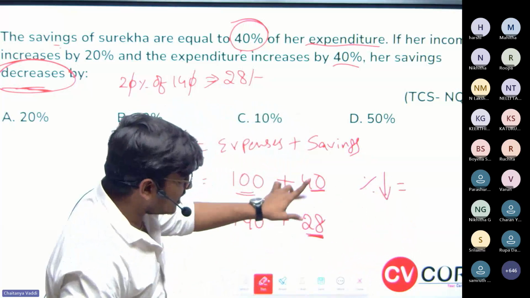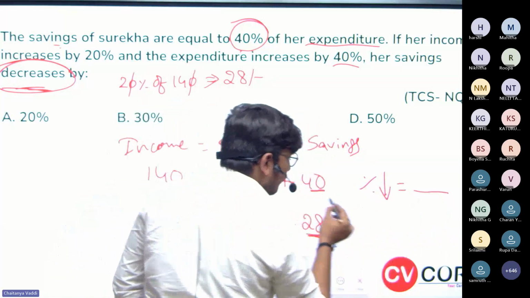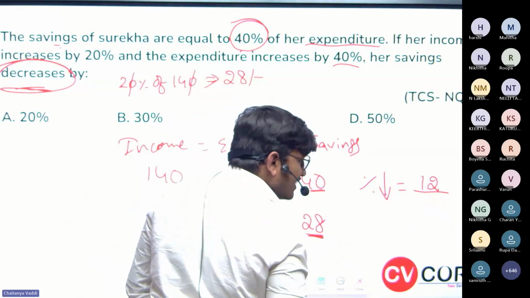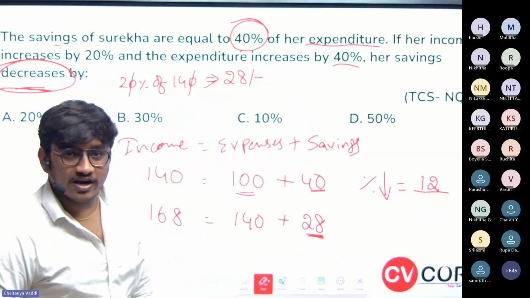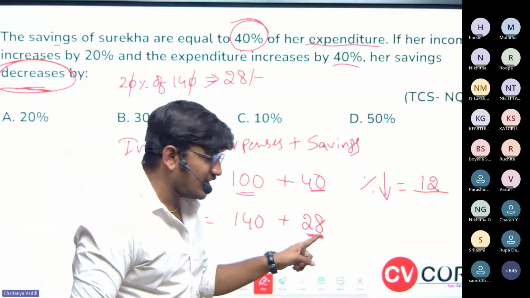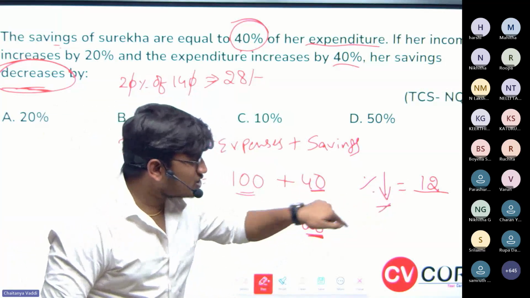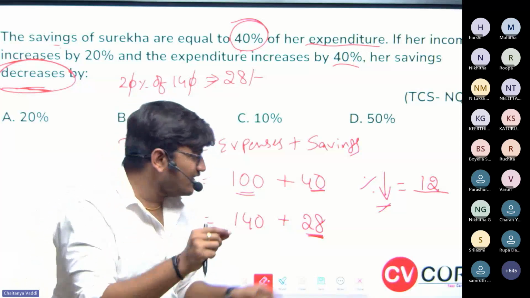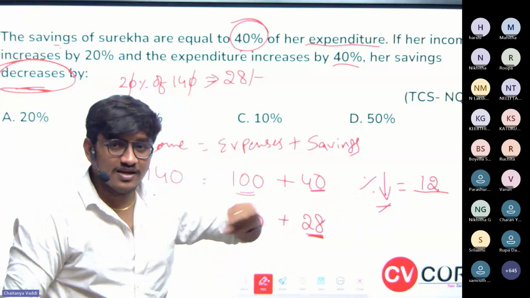Now how much got decreased? In the numerator, what is the difference? 40 and 28, the difference is 12. Now in the denominator, which value should I consider? Is it 40 or 28? Here they're talking about how much percentage got decreased. Decreased means from which value it is getting decreased, we should consider in the denominator.